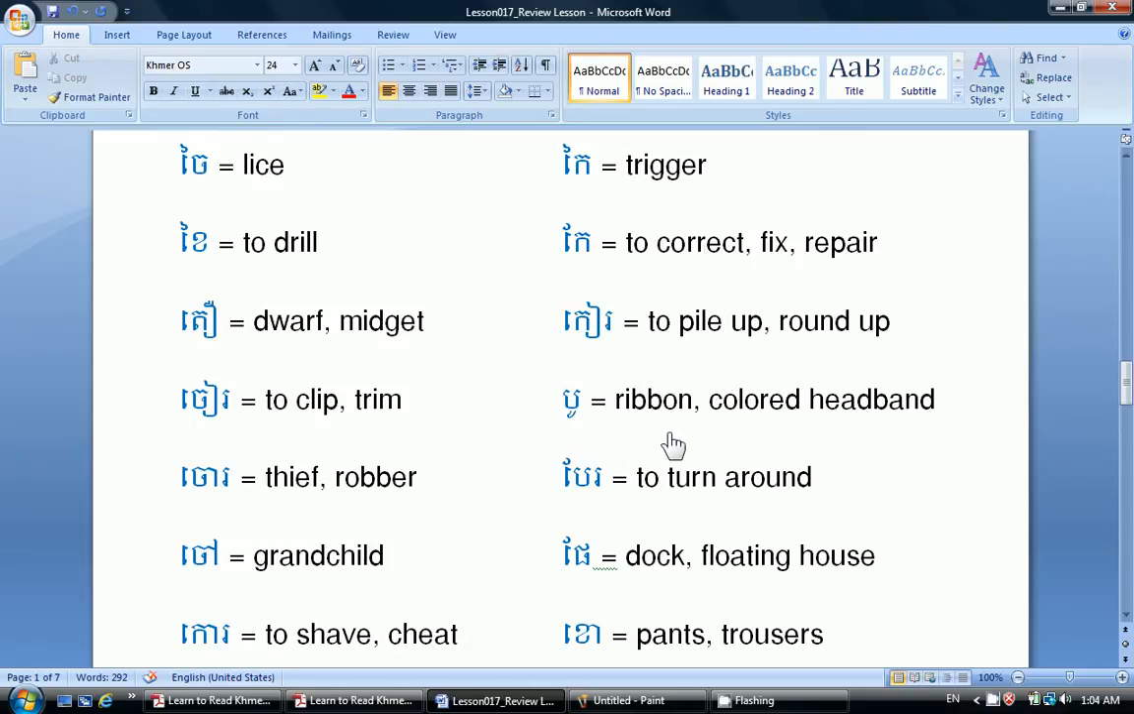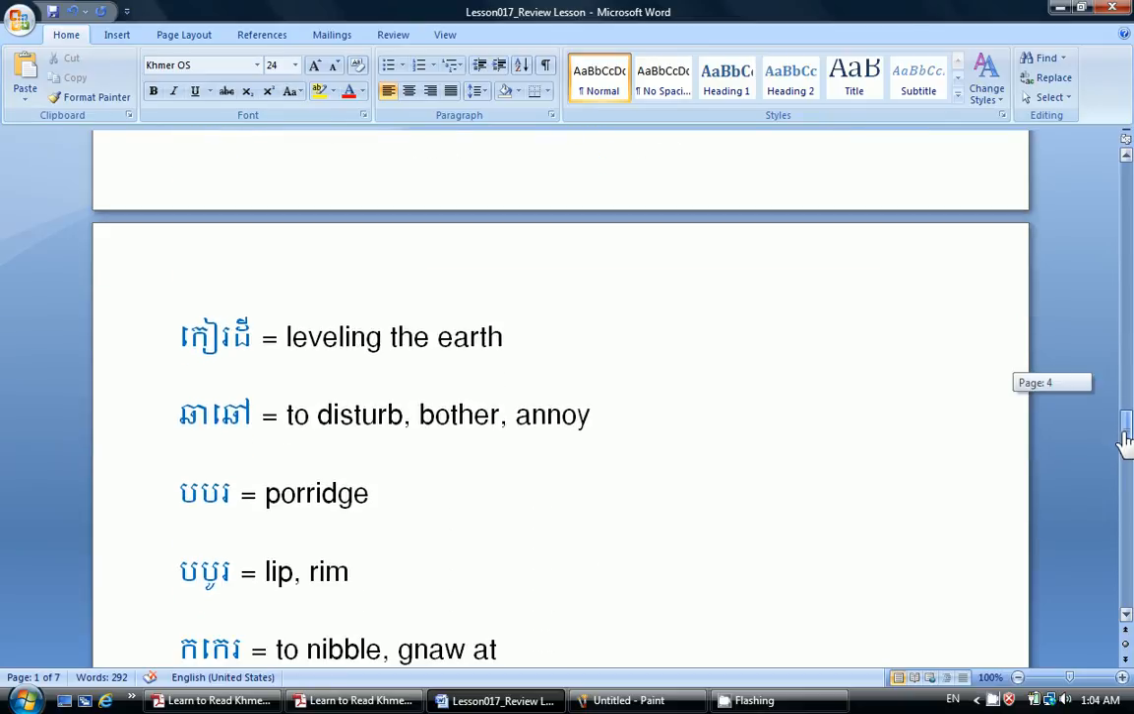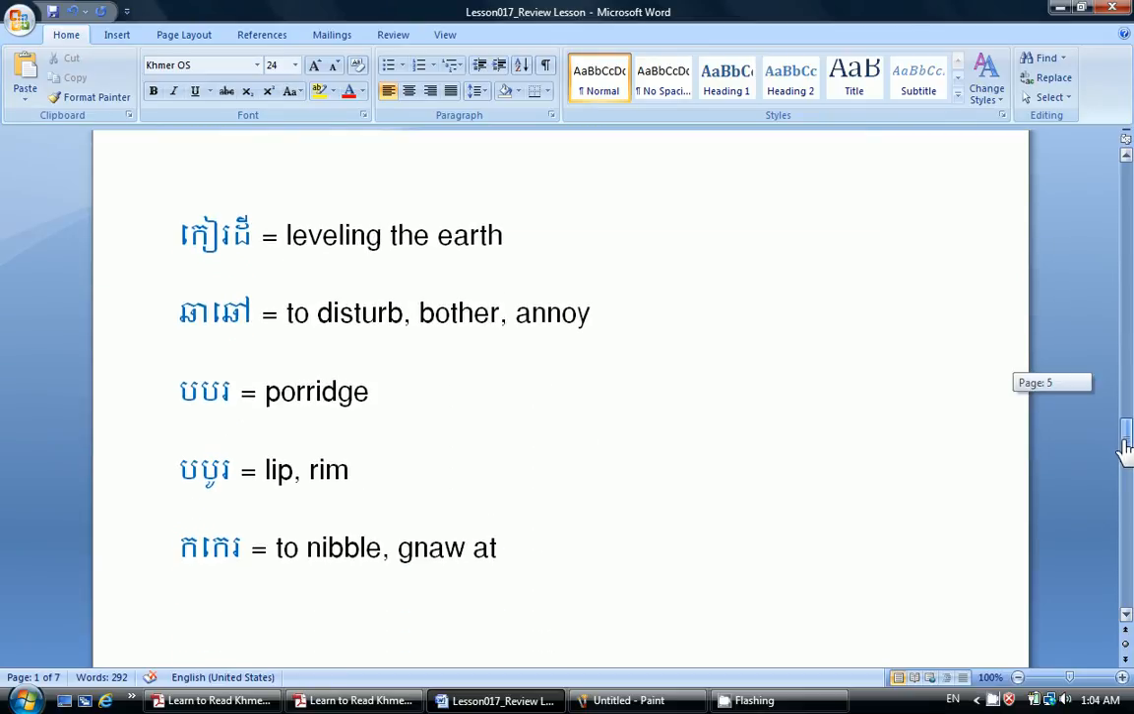Bow, ribbon or color headband. Bai, to turn around. Pie, a duck or floating house. Cow, pants or trouser. Let's look at vocabulary with multiple syllables. Kia day, loving the earth. Cha chow, to disturb, bother, or annoy. Bhaw bhaw, porridge. Bhaw bow, lip or rim. Gaw kê, to nibble or gnaw at.